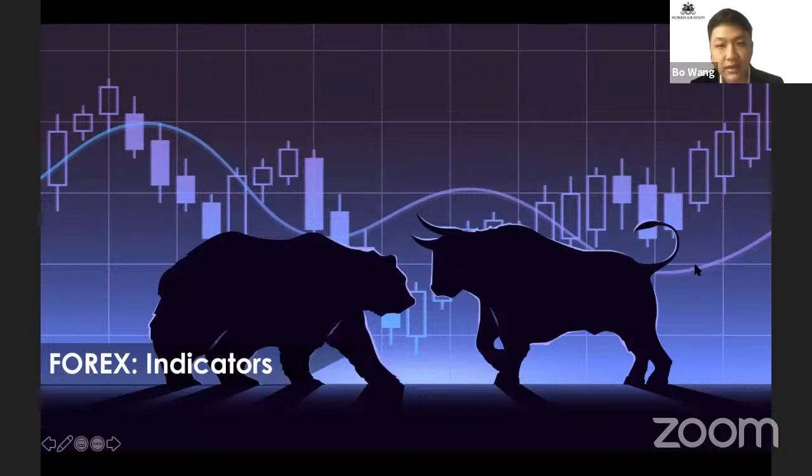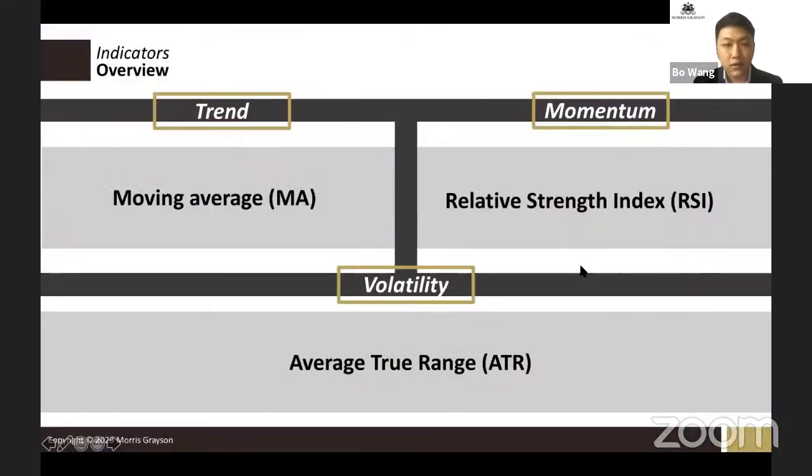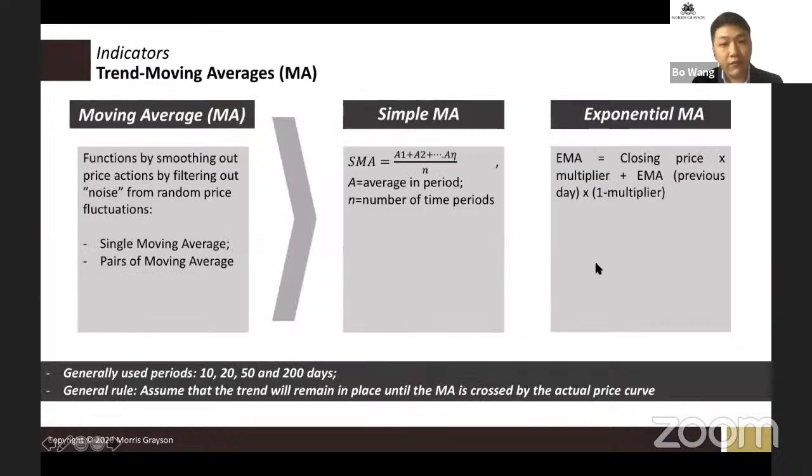Coming to the Forex indicators, today we will be going through 3 different types of indicators: the trend, momentum, and volatility types. Moving average is very commonly used by traders to show trends. There are many forms of moving average. 2 of the most used are simple moving average and exponential moving average. A simple moving average is less sensitive to a change in price compared to an exponential moving average.